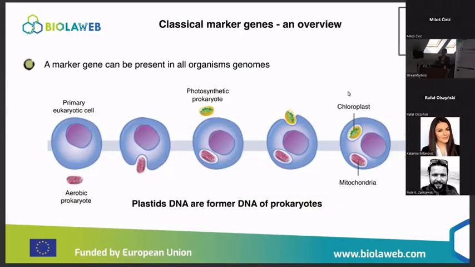It's because if we go back earlier in the evolution of a eukaryotic cell, it didn't have these organelles, this chloroplast and mitochondria. But in fact, this primary eukaryotic cell engulfed an anaerobic, then a photosynthetic prokaryote, so that their DNA would be closer to the DNA of prokaryotes than the DNA in the eukaryotes.